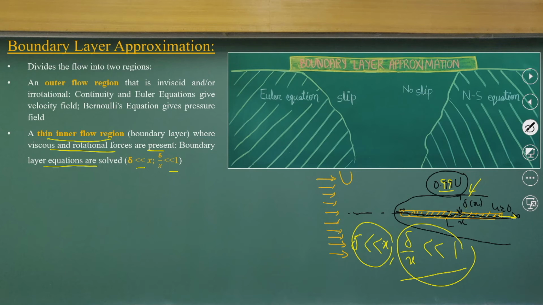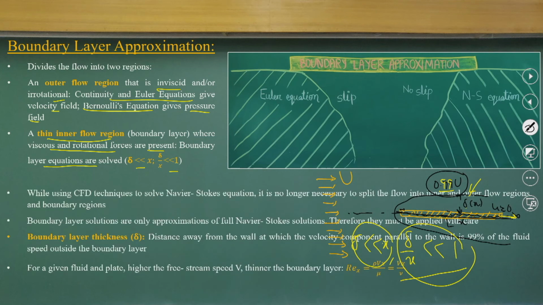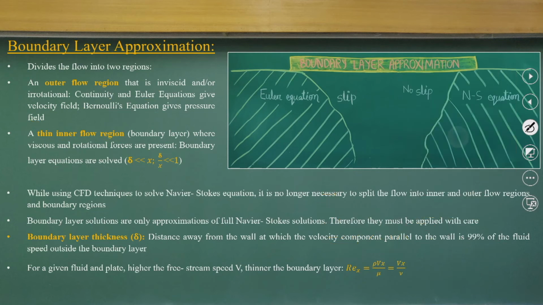Outer flow, as I said, is inviscid or irrotational, so we can use the continuity and Euler equations. Bernoulli's equation can give us the pressure field, and we can get the velocity field. That is what we did. That is not such a big part. Today we have CFD tools with us. That is not a big issue; commercially or freely, software is available to solve the Navier-Stokes equations. That is not a big issue.